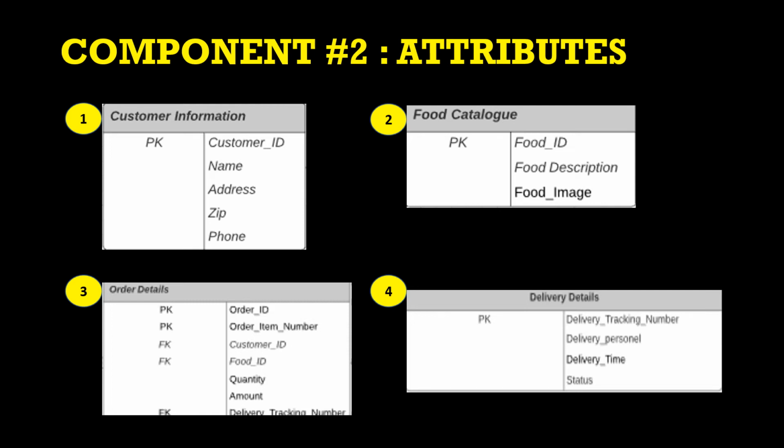For the second entity, list of food items available for home delivery, she includes a unique ID, that is food ID, its description and an image for the same. The primary key is the food ID for this table.